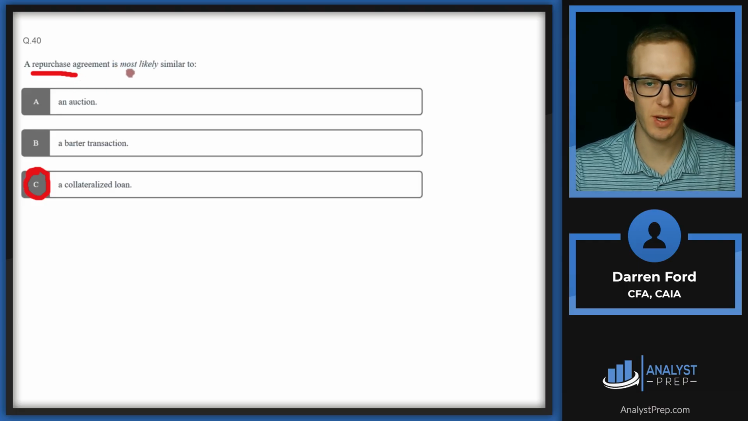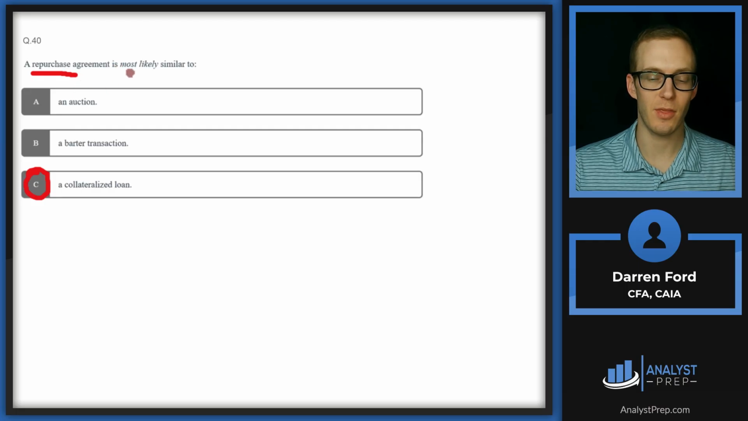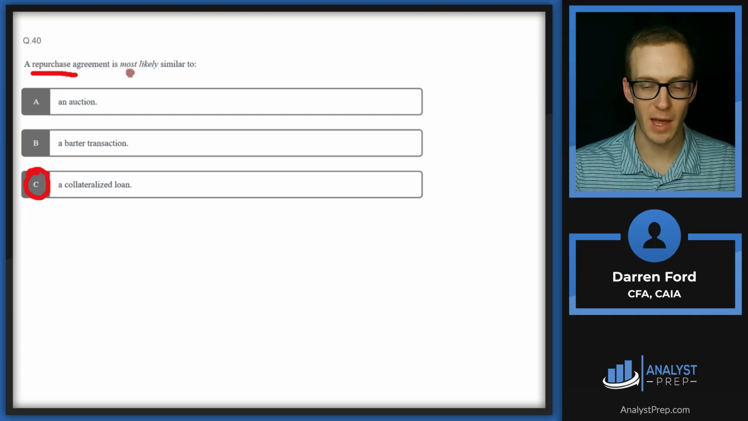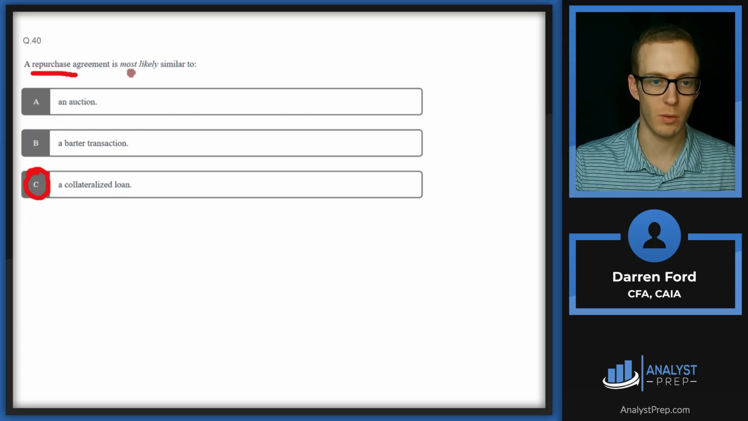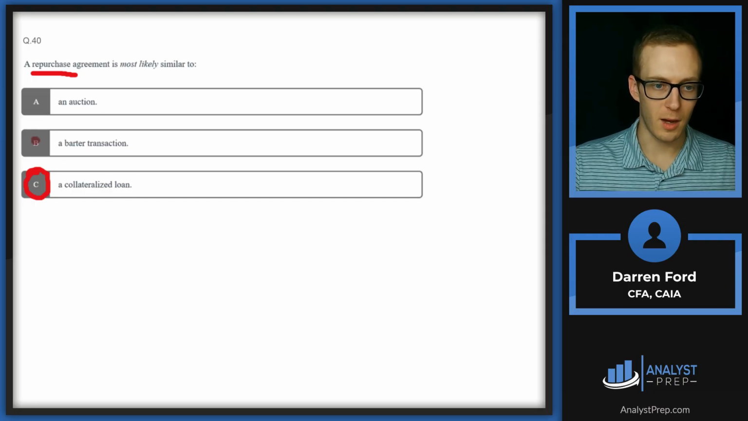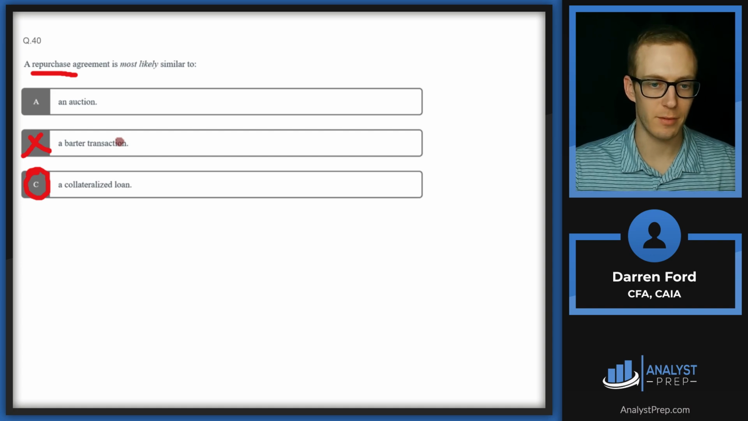And so the difference between the money they gave me and the money that I have to buy the collateral back for is going to be the yield of that loan. And the collateral is in that security that we're giving them. It's not a barter transaction, which would be exchanging one good for another good. That's not the situation in a repo. We're getting cash for a good. And an auction would involve some type of bidding, which is not a part of a repurchase agreement. Answer C.